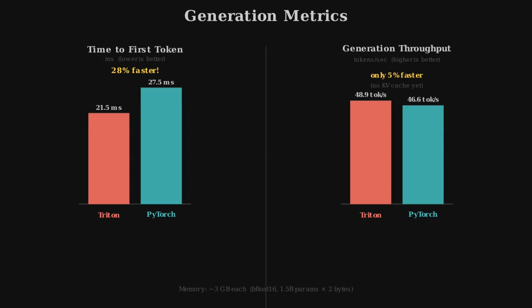So why only a 5% speedup in total throughput? One massive reason: we don't have a key value cache yet. Right now, for every single generated token, we recompute attention for the entire history. It's an n-squared computational nightmare that completely swallows our kernel level gains. But for a first working version built entirely from scratch, it works. It's measurably faster in TTFT and it actually talks.